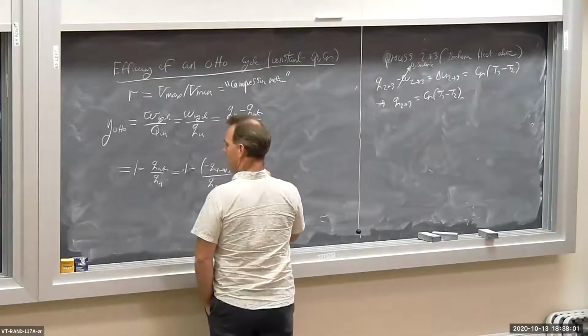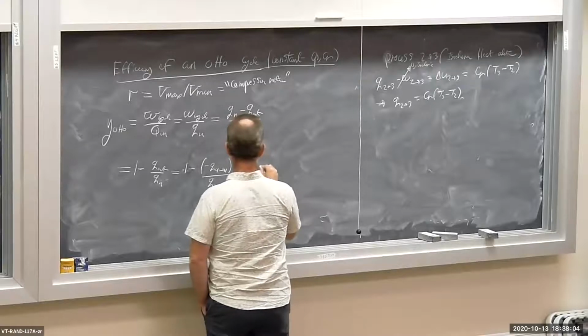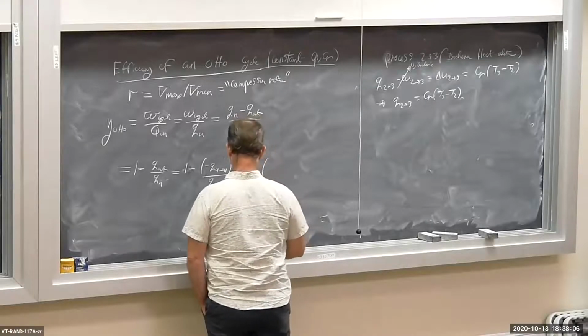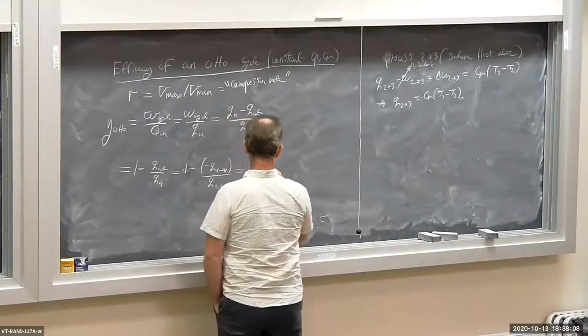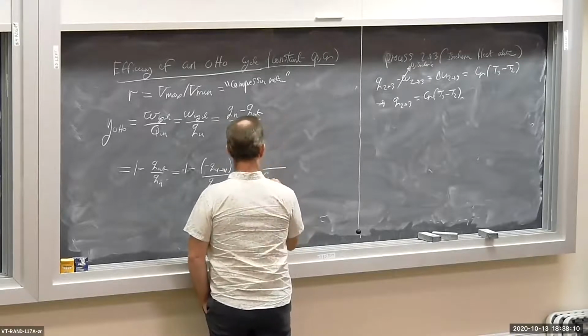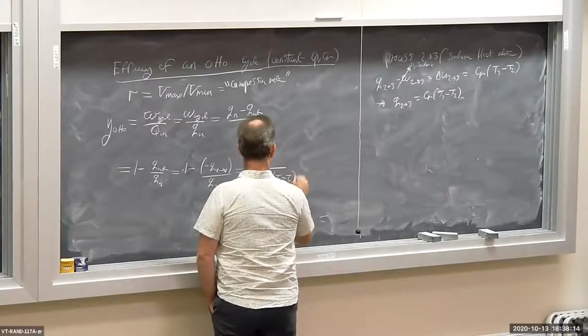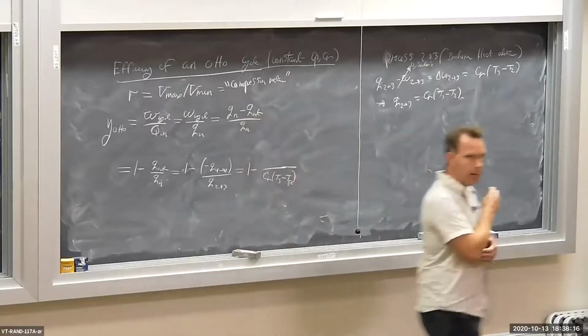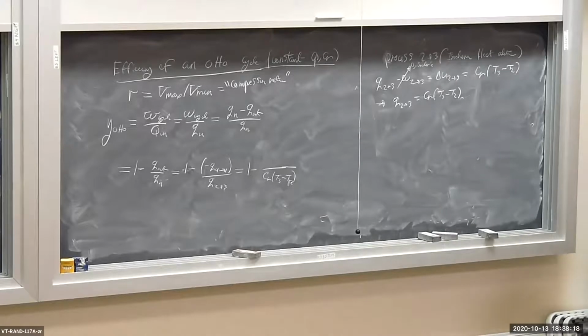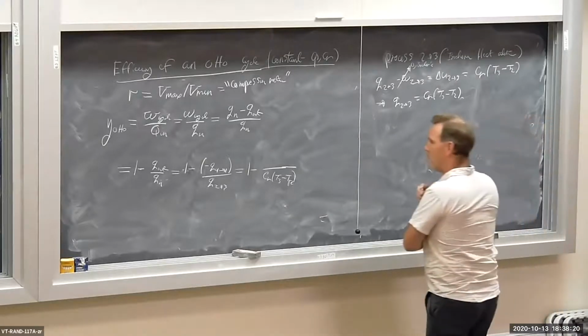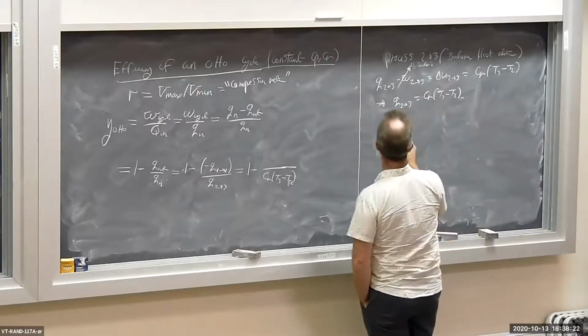So I get 1 minus... so CV T3 minus T2. Okay, so that's the denominator, that's the heat input. You go through and you calculate the heat rejection, you get the same thing.